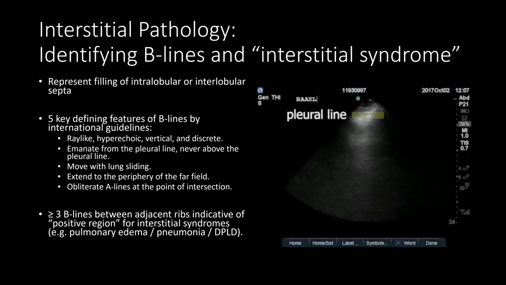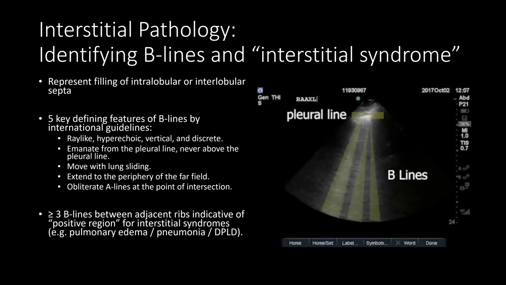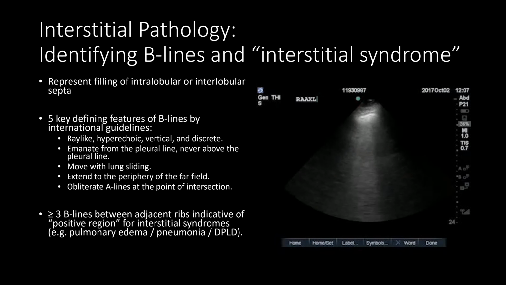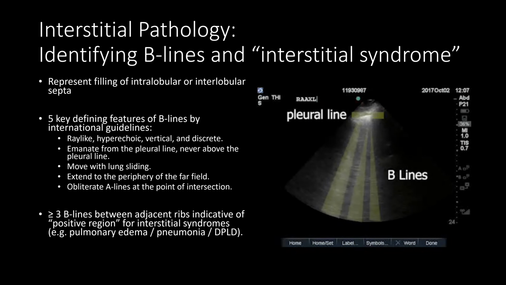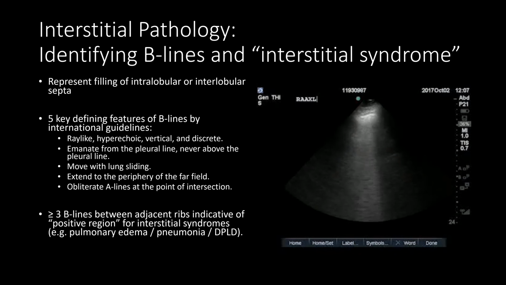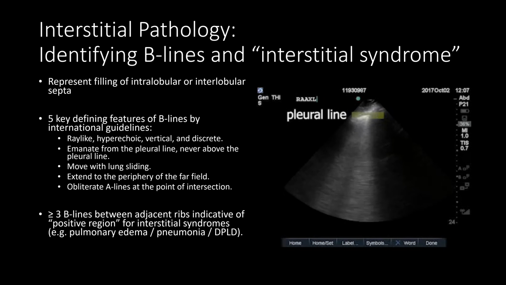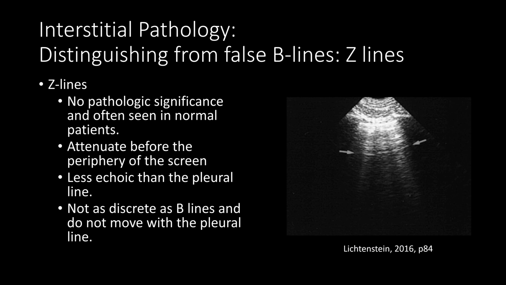They extend to the periphery of the far field, and usually we want at least 18 to 20 centimeters ideally, and see that these B lines extend all the way to the bottom. And if there are any A lines, they obliterate the A line at that point. For an interstitial syndrome to be present, at least 3 B lines need to be visualized between adjacent ribs for us to call this interstitial syndrome. And we'll get into the causes of interstitial syndrome within the next couple slides.